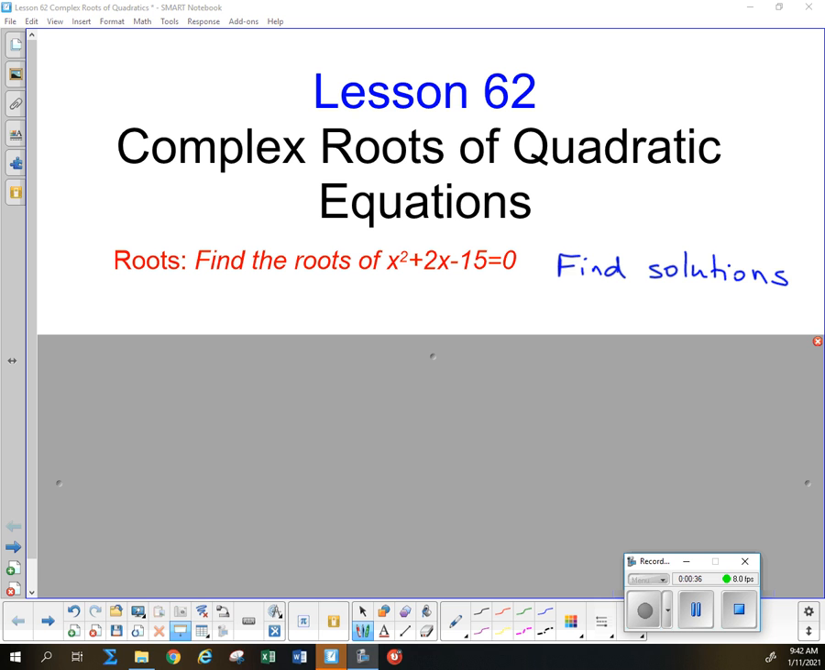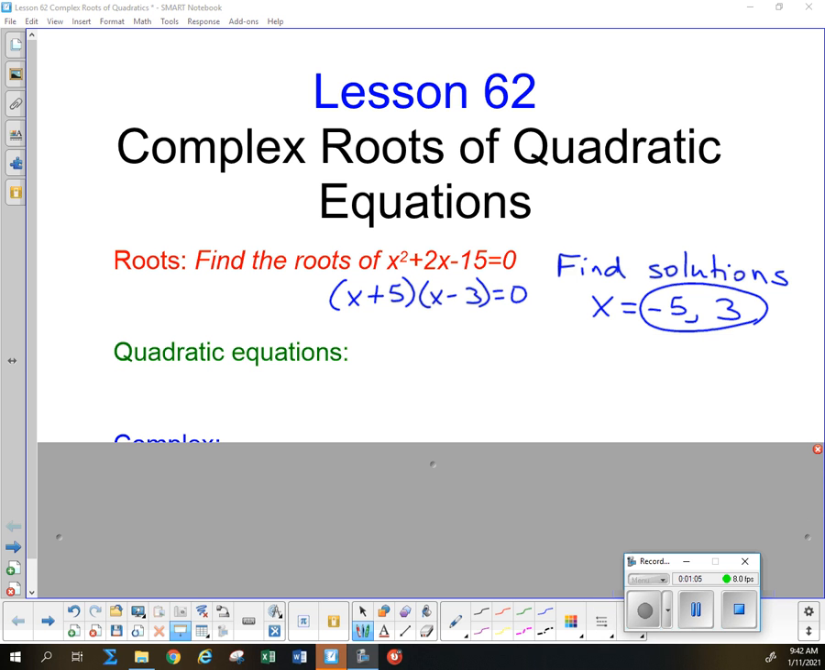And we could complete the square, we could factor, we could use the quadratic formula. This one is easy to do with factoring. It would be x plus 5, x minus 3 equals 0. So find the roots means we need to say x could be negative 5, x could be positive 3.